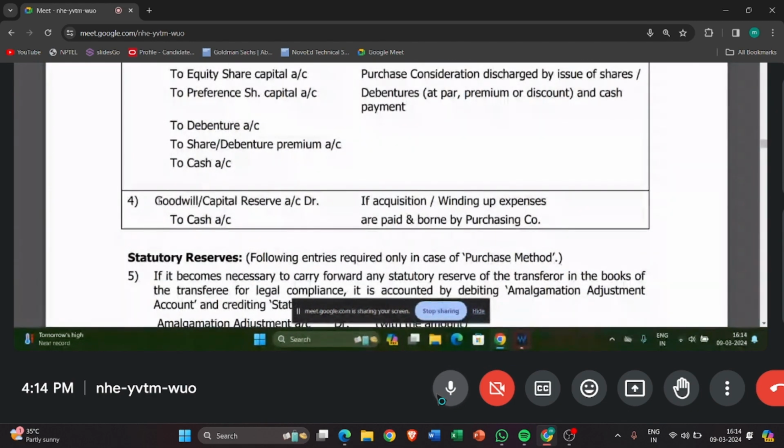In the fourth one, the liquidation expenses of the transferor company are paid by us. So your expenses of liquidation are being paid by the purchasing company. Acquisition, winding up, liquidation or realization expenses are all the same. If those expenses are paid by the purchasing company, I will have to write some account debit to cash. Which account to debit? I can either debit goodwill or capital reserve.